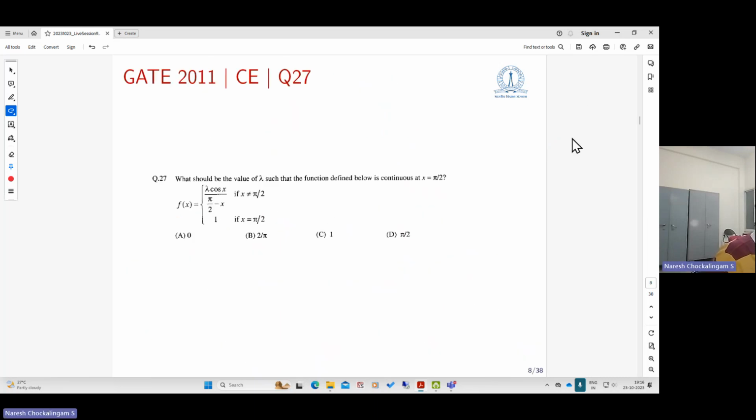Let us go to the next question. What should be the value of lambda such that the function defined below is continuous at x equal to pi by 2? So this is a problem, of course, in limits, continuity, and differentiability. So this deals with continuity. And what we have is a function in one variable. It's a 1D function.